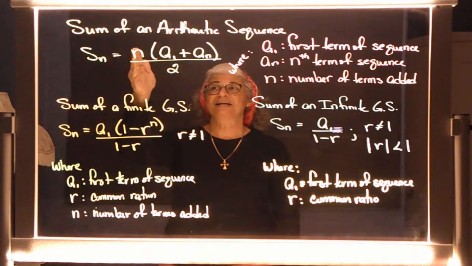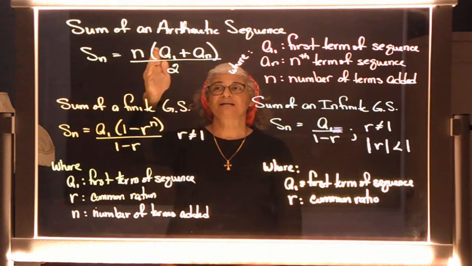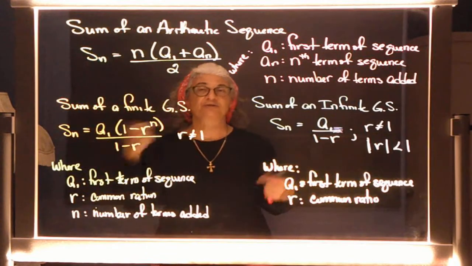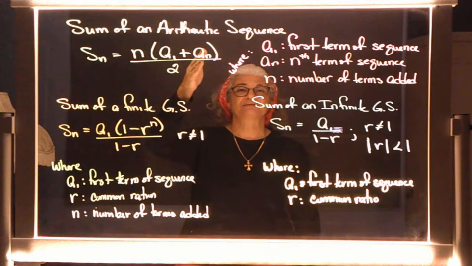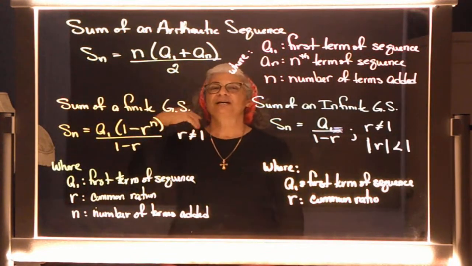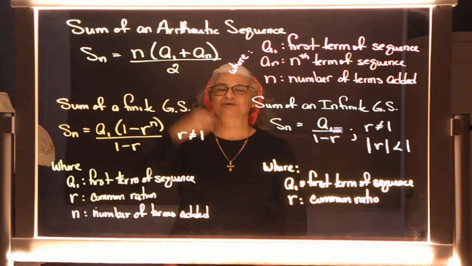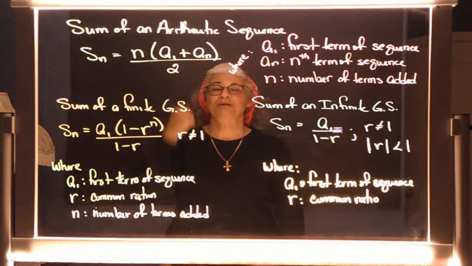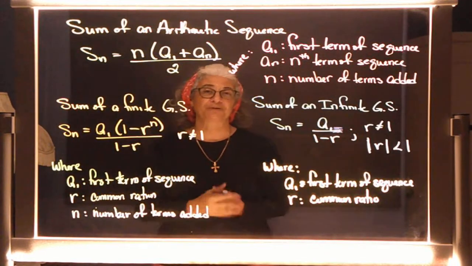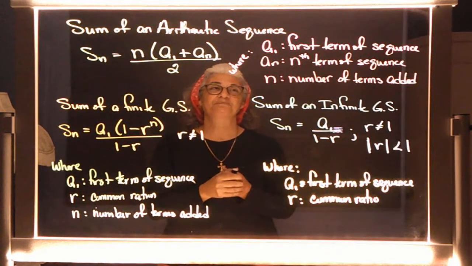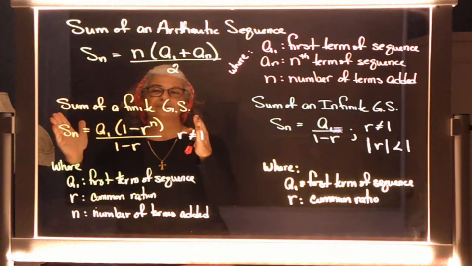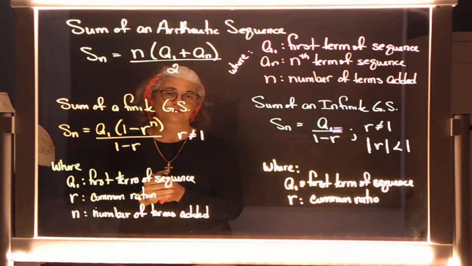And you're going to do n times the quantity a sub 1, which is the first term, plus a sub n. Well, if n was 52, then you would need to know the 52nd term and add it to the first term. And then you can multiply by 52 and then finally divide the whole thing by 2. Got it? Okay.